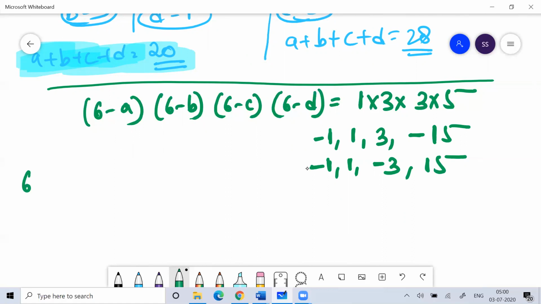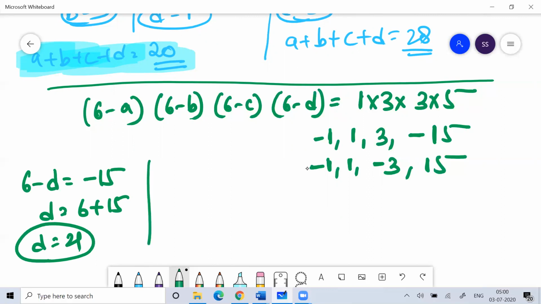If I put 6 minus d is equal to minus 15, then your d would be 6 plus 15, so d is equal to 21. Okay, this is working. If I put 6 minus d is equal to 15, then d is equal to 6 minus 15.